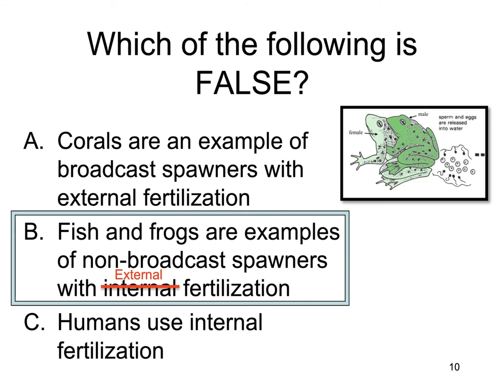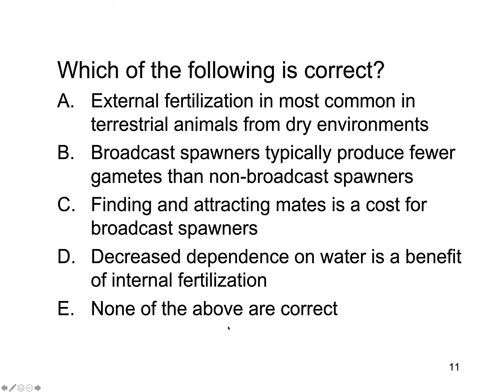All right, if you said fish and frogs are an example of non-broadcast spawners with internal fertilization, that would be the false statement. They have external fertilization, where the male releases the sperm onto the female's eggs. These other two statements are true. Let's try the next one.